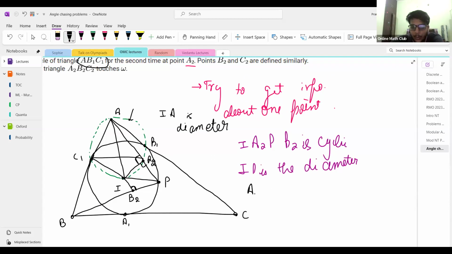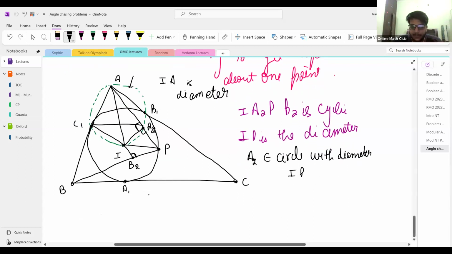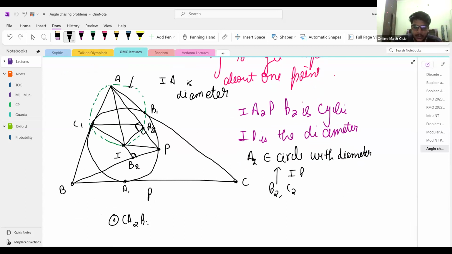So basically A2 lies on the circle with diameter IP, and I and P are two points which are not related to A2, B2, or C2. They existed before these three points were even defined, right? So by symmetry, B2 and C2 also lie on the circle. So now I know that my circle A2, B2, C2 is just the circle with diameter IP. Is this clear?